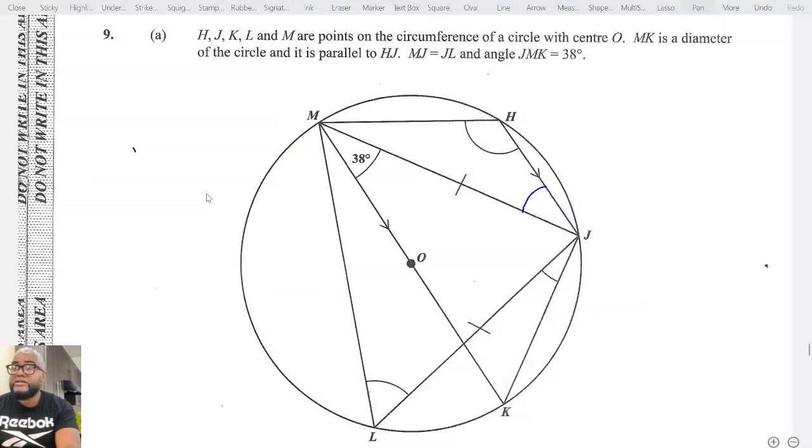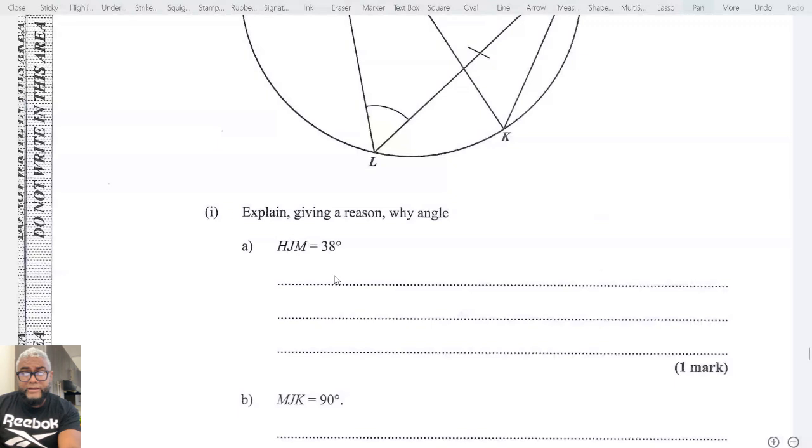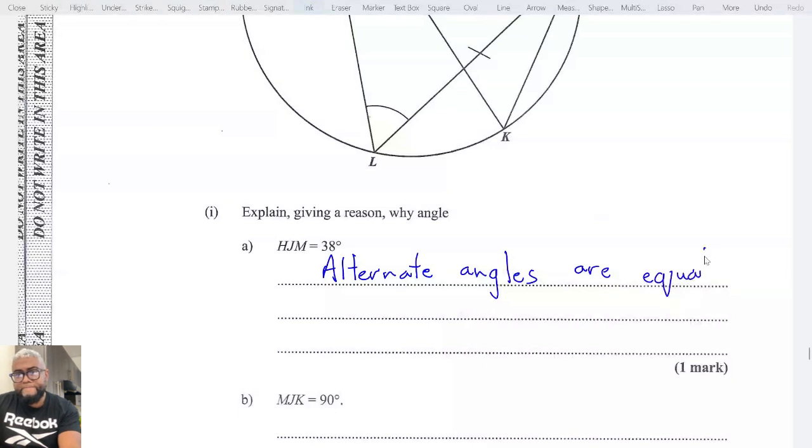So let me just write: alternate angles are equal. This is number 9, 2022, right? Number 9, A part 1. So alternate angles are equal. Everybody good here? Yes. Okay. Write it down.